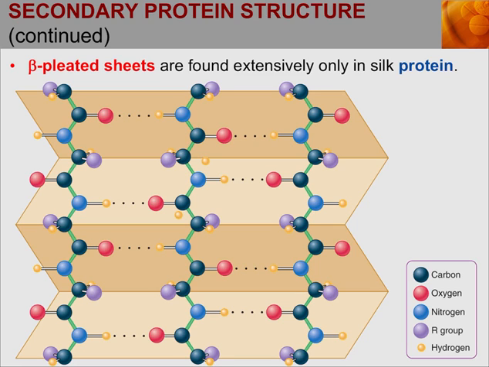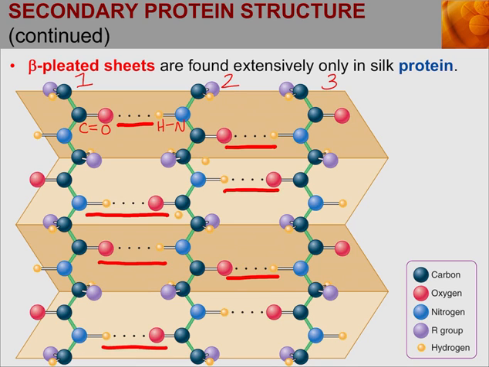Okay, so here we have 3 different chains. We've got one on the left, one in the middle, and one on the right. And they're lying side by side, and they're lined up so that the carbonyl group, CO, on one chain forms a hydrogen bond with the hydrogen on the amide group of another chain. And you can see that this occurs multiple times. And this is what's kind of gluing the chains together.